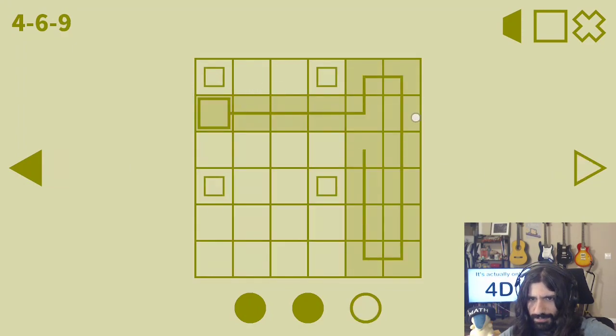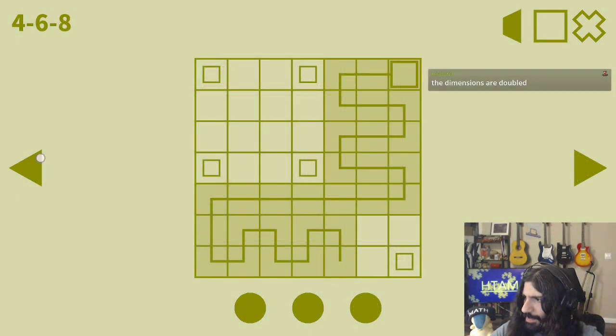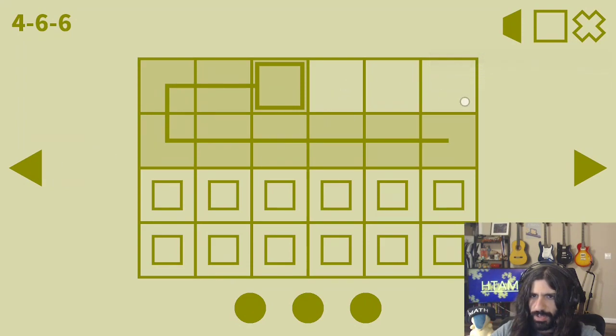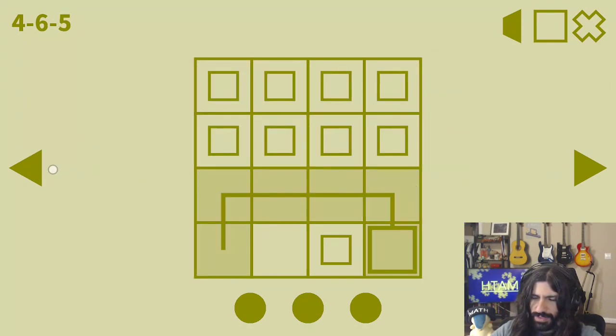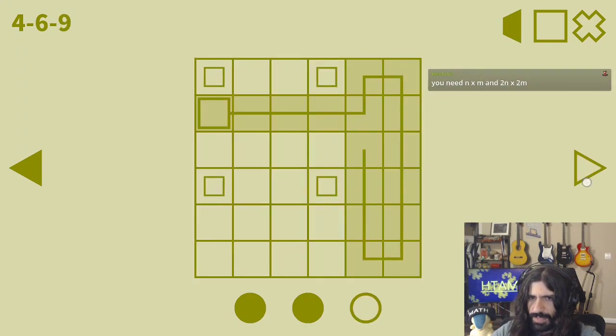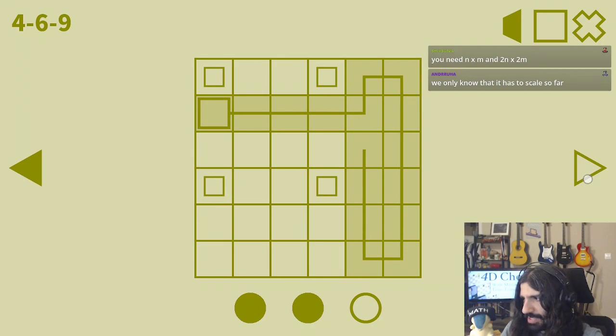Am I crazy? Does this not... The dimensions are doubled? 1 by 2 to 2 by 4. 1 by 3 to 2 by 6. Okay. Fair. The dimensions are doubled. It was only a factor of... Yeah, okay. I understand.